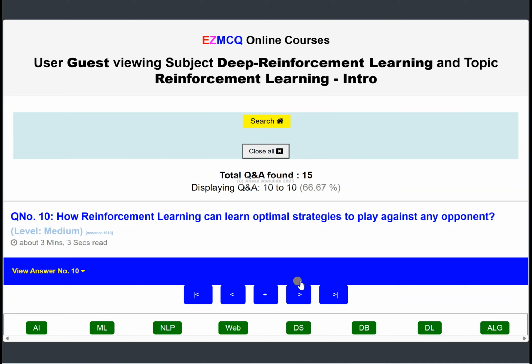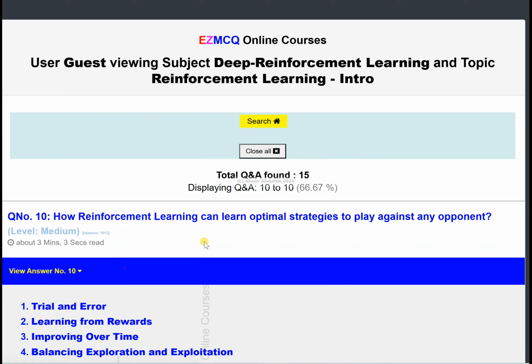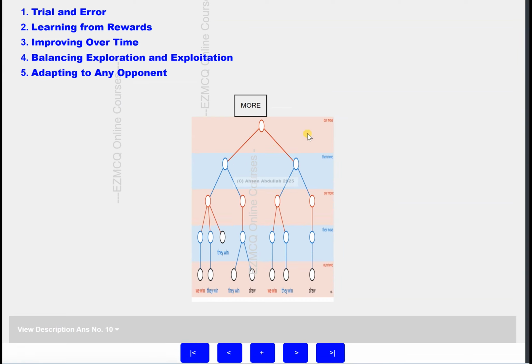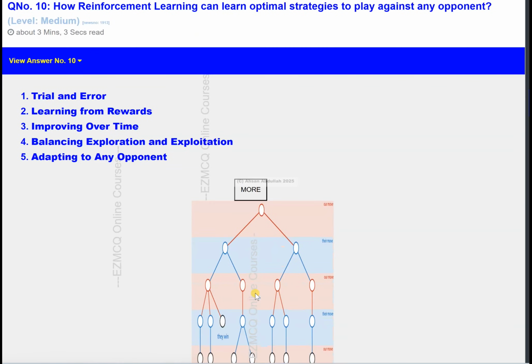How can reinforcement learning learn optimal strategies to play against an opponent? I will explain this. What this diagram shows is that this is our move and this is their move, so we take turns. One of them could be the agent itself. Based upon those moves, there is either a win, or a loss, or a draw also. This is how it takes place.